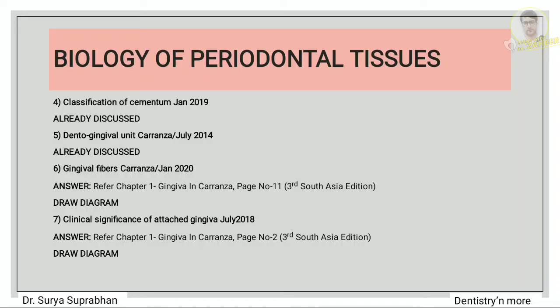Then coming to the next, that is the clinical significance of attached gingiva. Refer chapter 1, gingiva. Under that, the macroscopic features, the attached gingiva will be there. Draw the diagram for the attached gingiva. Label where the attached gingiva is, where the mucogingival junction is, and where is the alveolar mucosa.